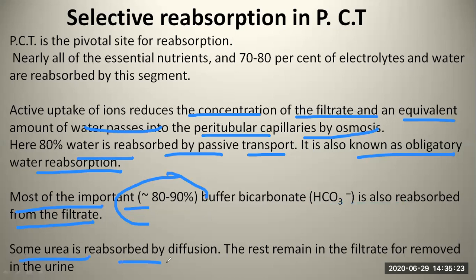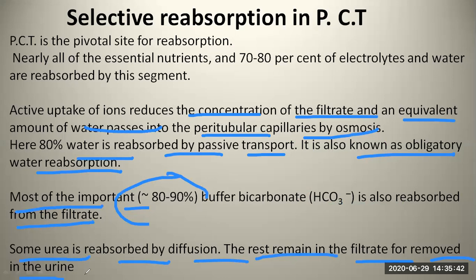Some urea is reabsorbed by diffusion. We know very well that urea movement generally takes place via diffusion, because it is an organic molecule, so it can easily diffuse through the cell membrane or plasma membrane. The rest remaining in the filtrate is removed in the form of urine.